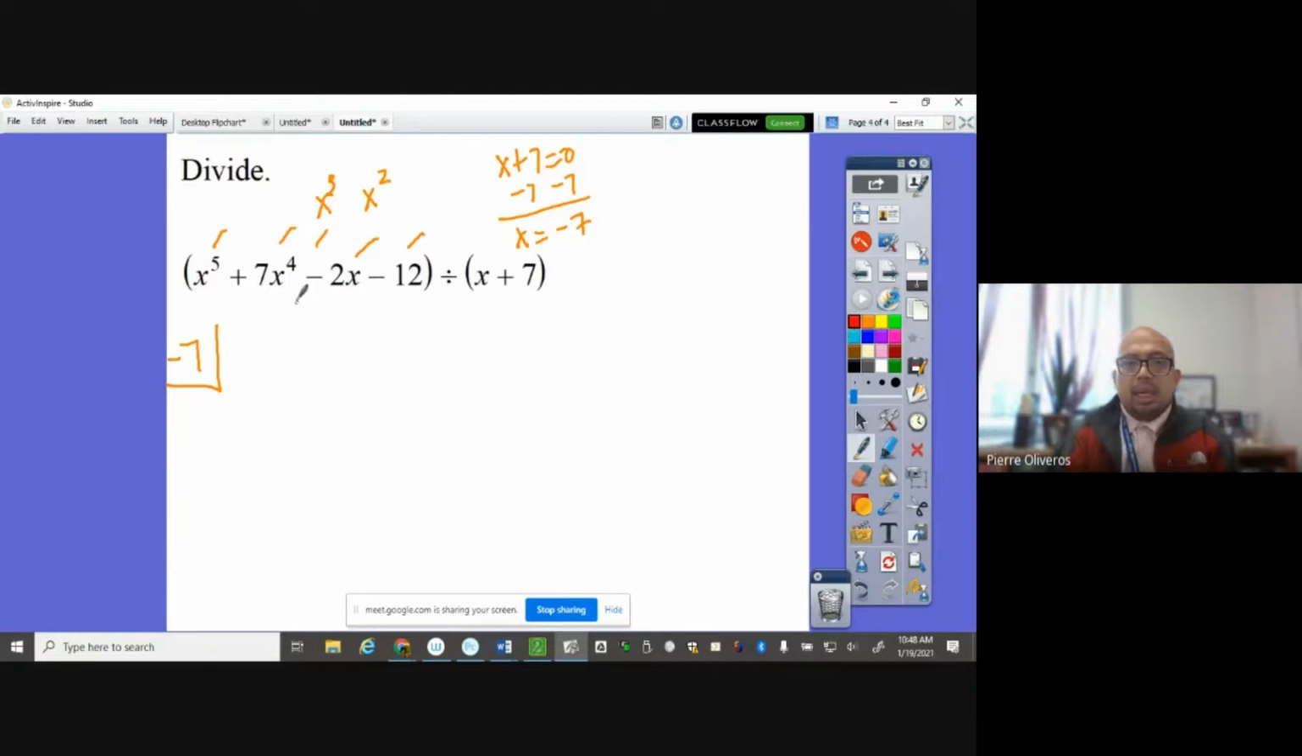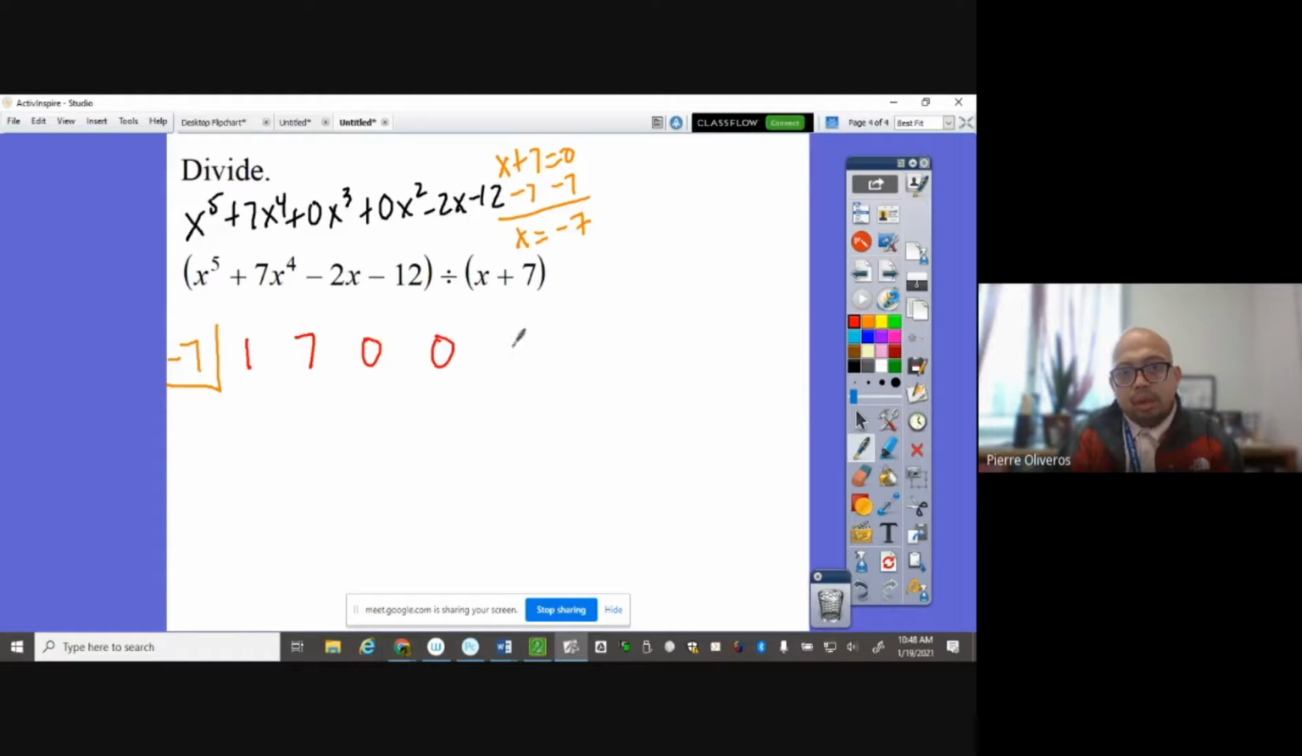So that means the dividend is in descending order, but I'm missing an x cubed and x squared. So what do I need to do? You have to fill in the 0 terms, the terms with no coefficient there. So meaning to say, I need to rewrite the problem as x to the fifth plus 7x fourth plus 0x cubed plus 0x squared minus 2x minus 12. And then that's the time you're going to write the coefficient, like 1, 7, 0, 0, negative 2, negative 12. And leave a space for the second row and follow the step.